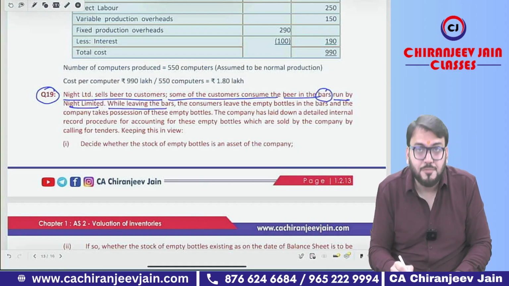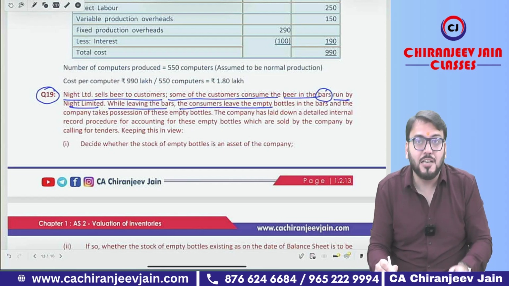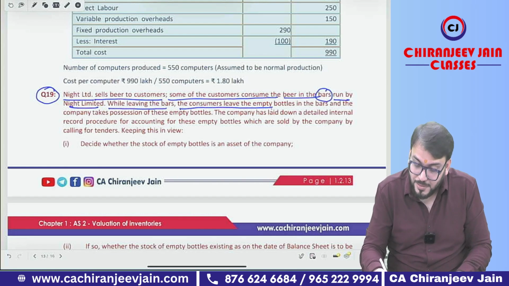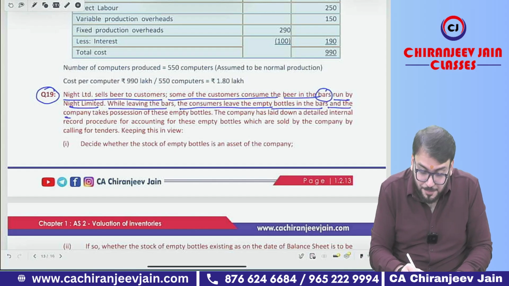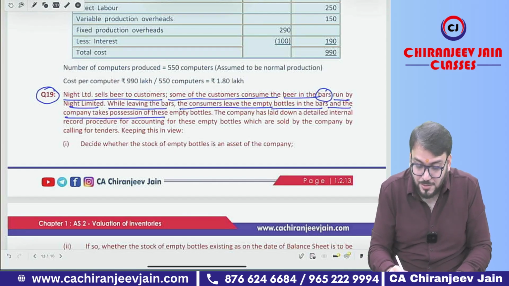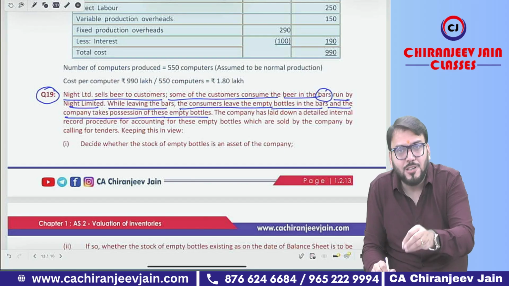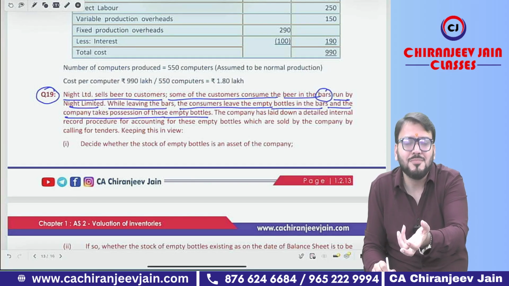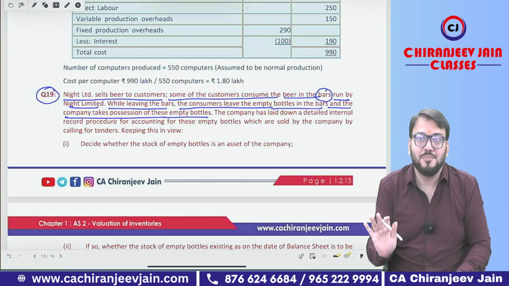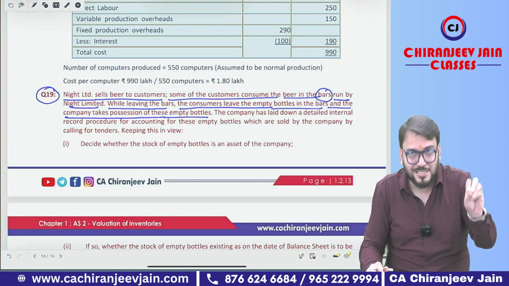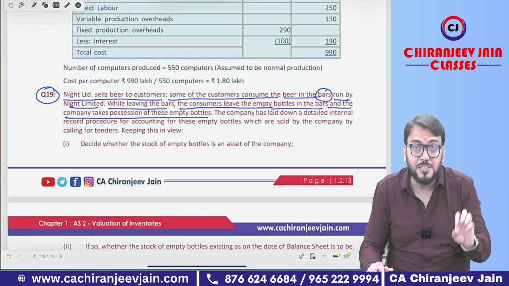While leaving the bar, the consumer leaves the empty bottle in the bar, and the company takes possession of this empty bottle. Big consumers leave the empty bottle in the bar. Who will take it home? They can't take it home. Everyone knows. So of course they will leave the empty bottle in the bar only, and the entire possession of that bar was taken by the company Night Limited.